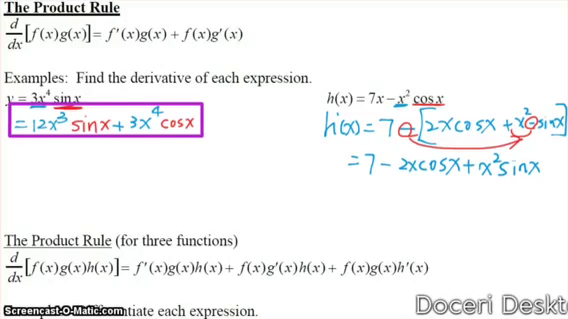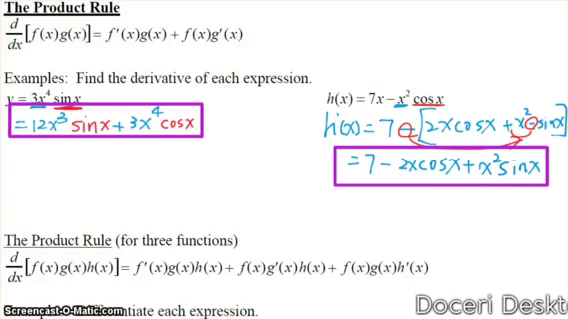Okay, since we can't do anything more, this is going to be the answer. Good? Okay, now let's move to a little bit harder stuff.